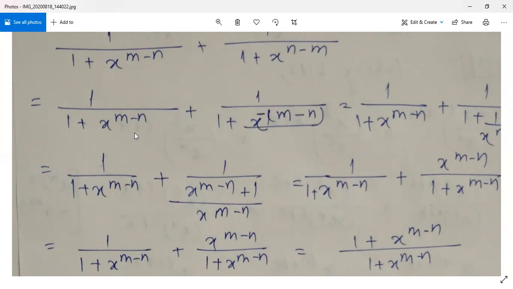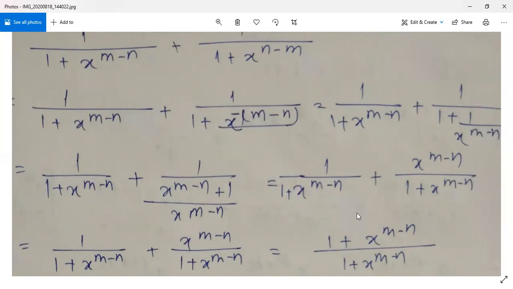Now see the left hand side, the first part will be written the same. The second part we have to write, here x to the power minus m. So using the formula x to the power minus m is equal to 1 upon x to the power m, you can write this part as 1 upon x to the power m minus n. So this is your next step.